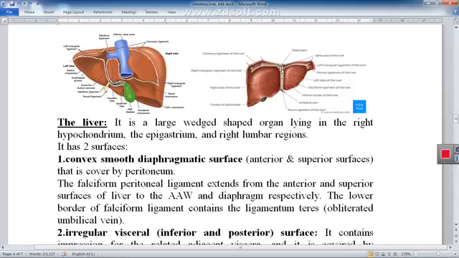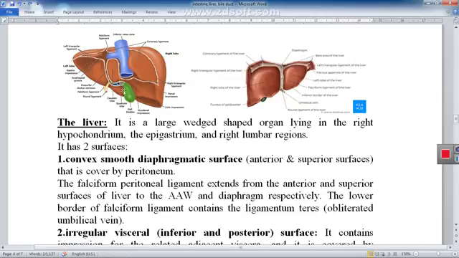This surface contains the falciform ligament, which is a double fold of peritoneum extending from the anterior and superior surface to the anterior abdominal wall and the diaphragm. The lower border of this falciform ligament shows the ligamentum teres, that is the obliterated left umbilical vein. In addition to this smooth diaphragmatic surface, the liver has a visceral surface which is not smooth, it is irregular. Of course, the smooth anterosuperior surface is covered by peritoneum completely.